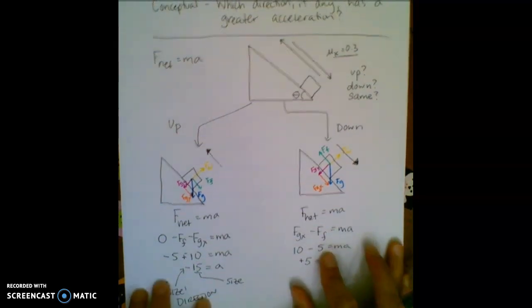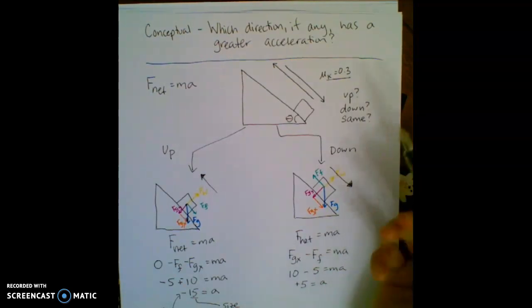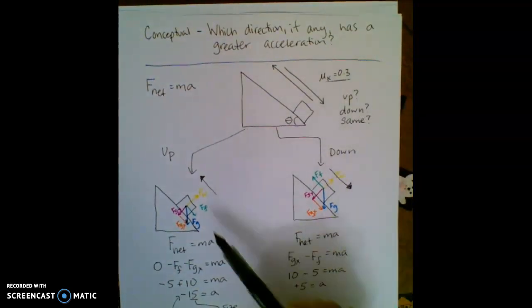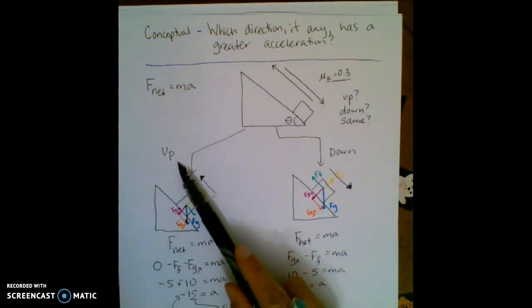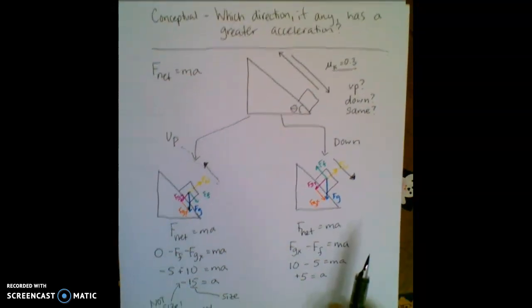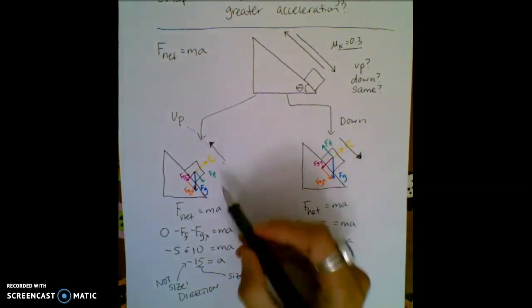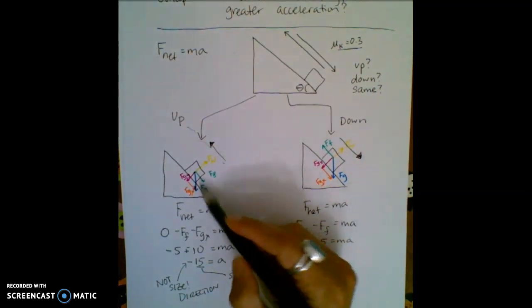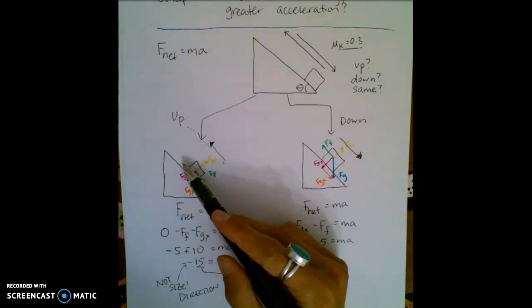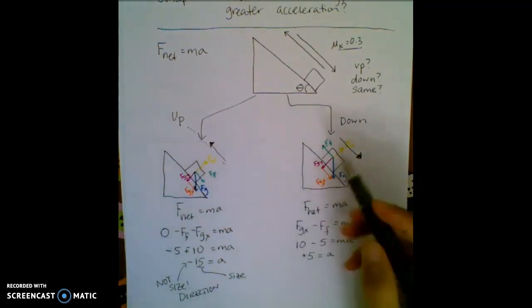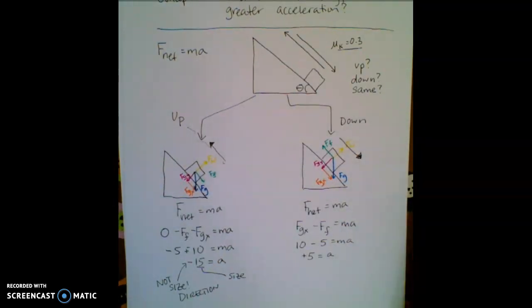So when I come back to this question, which direction, if any, has a greater acceleration? It's going to be when the box is moving up the incline, because there's more net force directed down the incline. So it's going to slow down going up the incline sooner than it's going to turn around and speed up. That can be a tricky question.